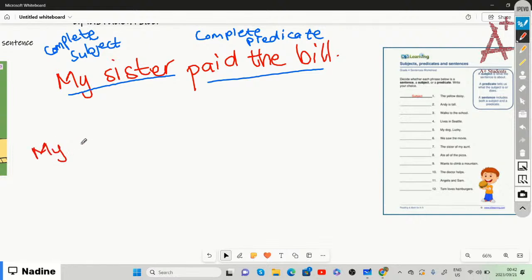Let's say my dog bit the shoes. So my dog bit the shoes. If we select the complete subject within the sentence, what is the subject or the complete subject that would be identified within that sentence? The complete subject doesn't have to be the simple subject. So my dog bit the shoes, the complete subject.